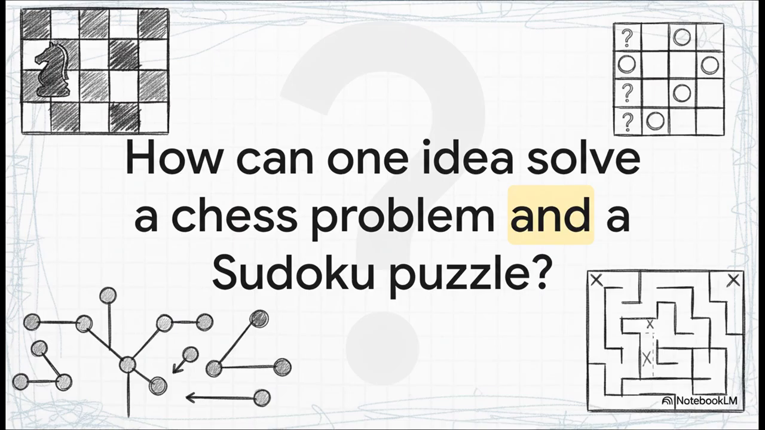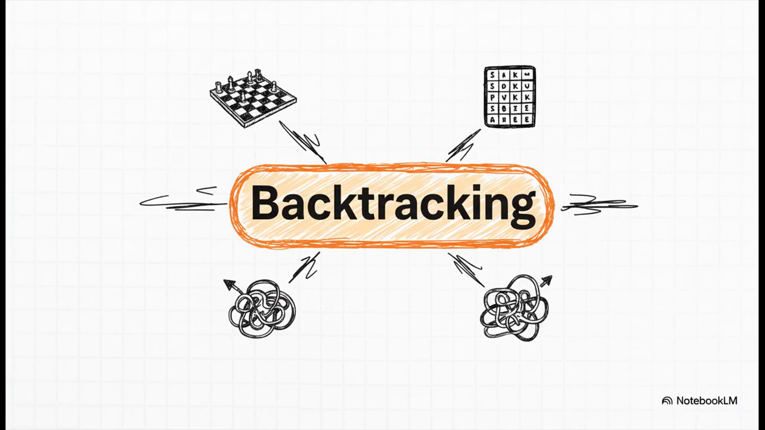So here's a question for you. How in the world can one single, simple concept be the key to cracking both a classic chess puzzle and a Sudoku grid? I mean, on the surface, they feel like totally different challenges, right? But it turns out they share this hidden logical structure. And that unifying idea is backtracking.